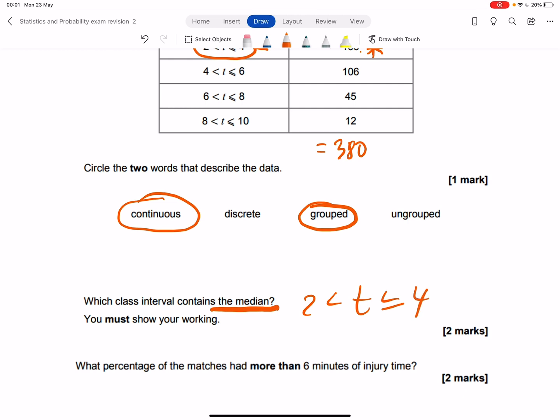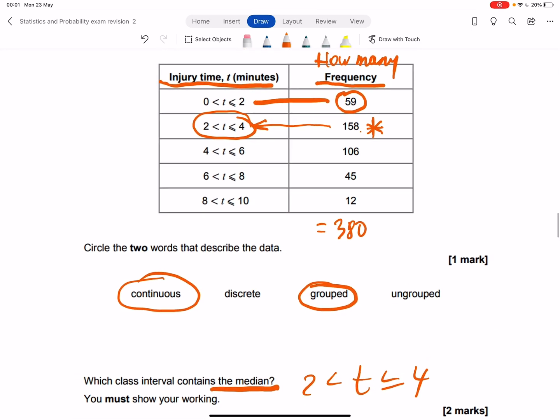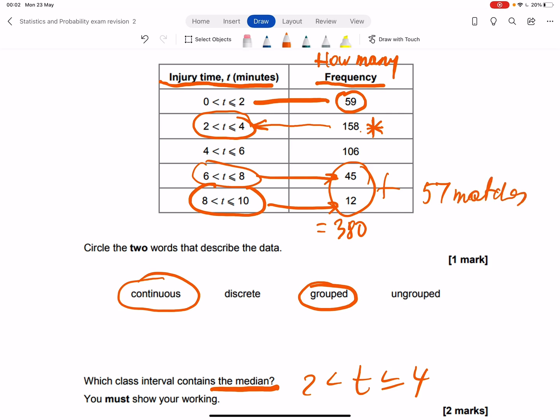Next question. What percentage of the matches had more than 6 minutes of injury time? Let's have a look. So that's going to be the last two rows, from 6 to 8 minutes and from 8 to 10 minutes. And that will be 45 matches and 12. We need to add them together. 45 plus 12 will give you 57 matches.